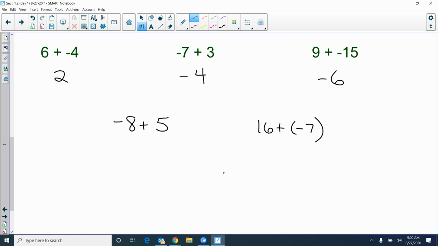Yeah, we're struggling a little bit. They don't have a number line on there. Draw yourself a number line. It's a huge help.